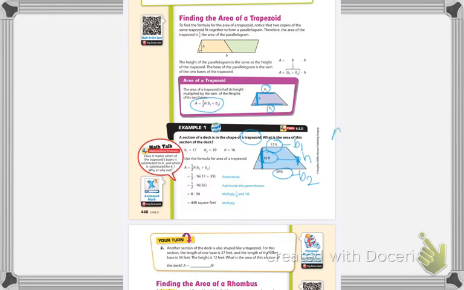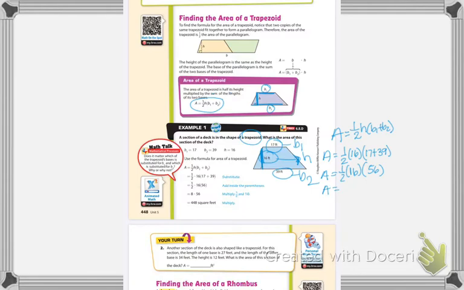Area of a trapezoid is 1/2 times the height times B1 plus B2. What are we going to do? We're going to put the height here in parentheses, which is 16, and then multiply by base 1 plus base 2. We're adding the bases. So 17 plus 39, that's 56, times 16 times 1/2.